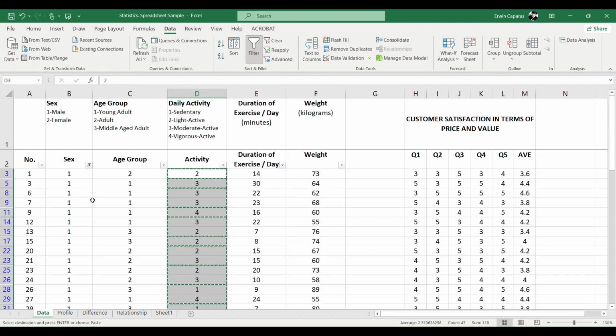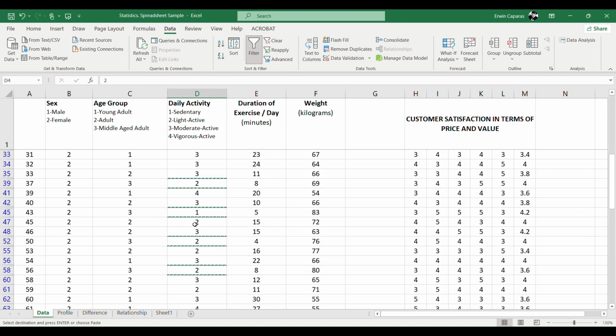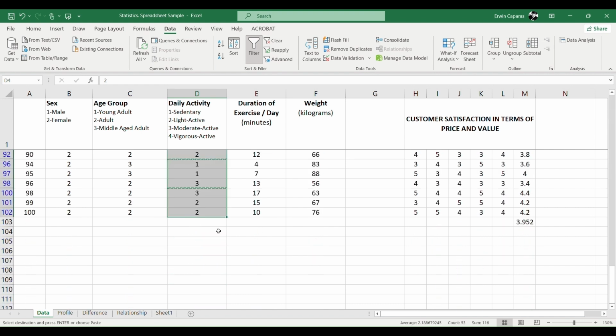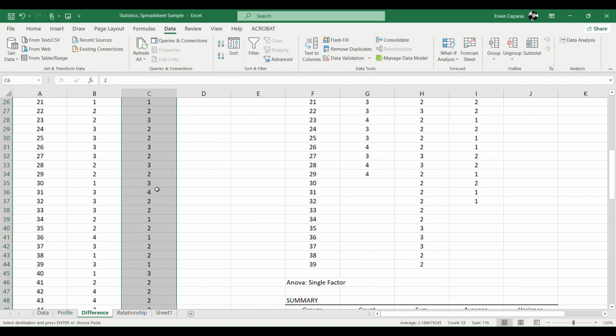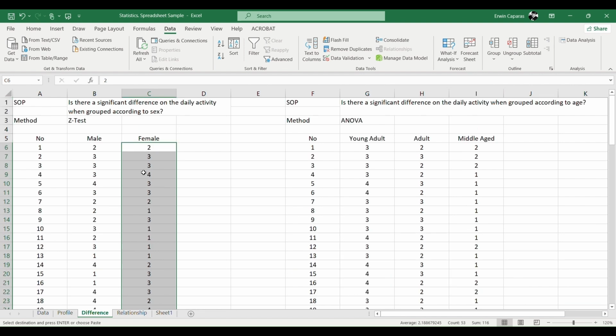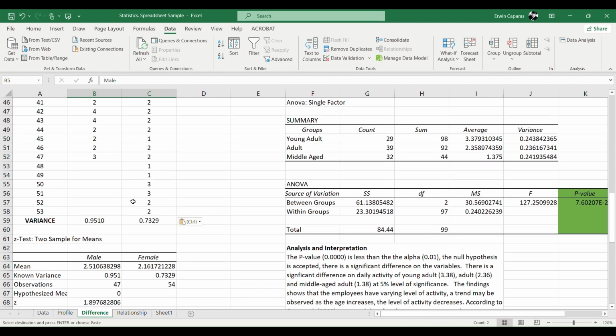And then for female, just the same. We filter the sex into 2, and then again we highlight the daily activity and paste it to our table. So we already have the data for the male and female, and we can see that the number of male and female is not equal. We have 47 male, and then we have 53 female.